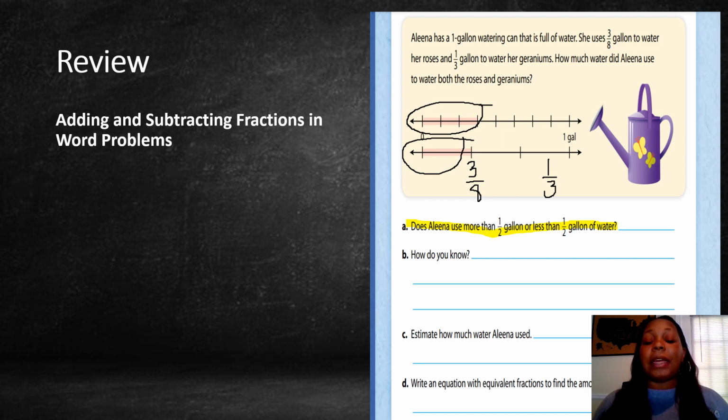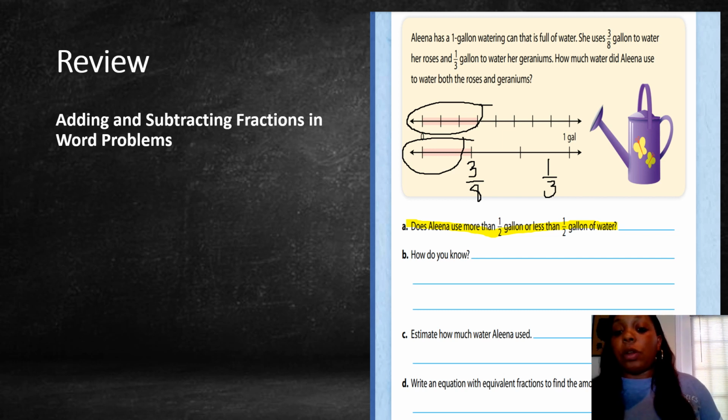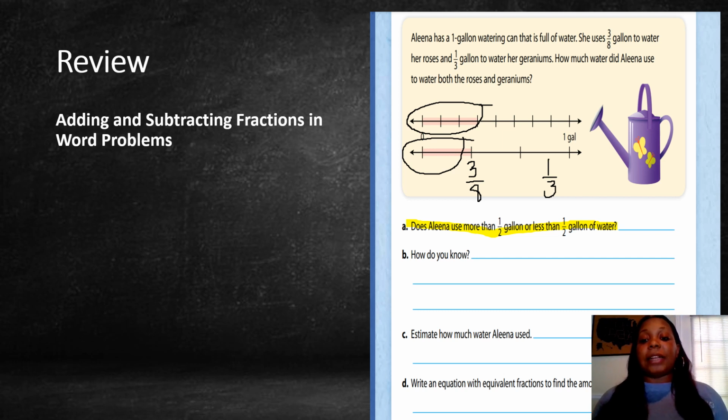Again, in my mind, I'm comparing this fraction to a benchmark fraction. So if I compare 3/8 to, let's say, 1/2, 1/2 of eighths would be 4/8, and 3 is very close to 4/8 or 1/2. So in my mind, I'm thinking that she has used more than 1/2 gallon of water if she adds these two together.